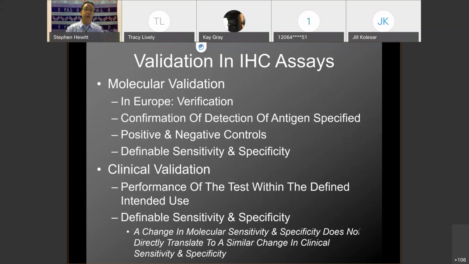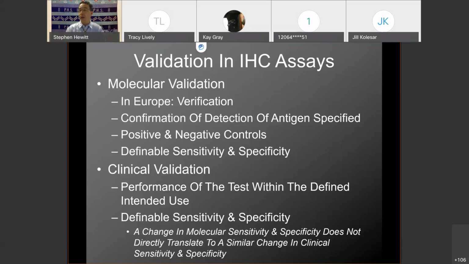Validation of these assays, we separated into molecular validation and clinical validation. The molecular is the binding of the target antigen, and it is dependent upon the antigen specificity, the controls, and the defined or definable sensitivity and specificity of the assay. The clinical validation is performance within the intended use. And this is where investigators get into trouble.